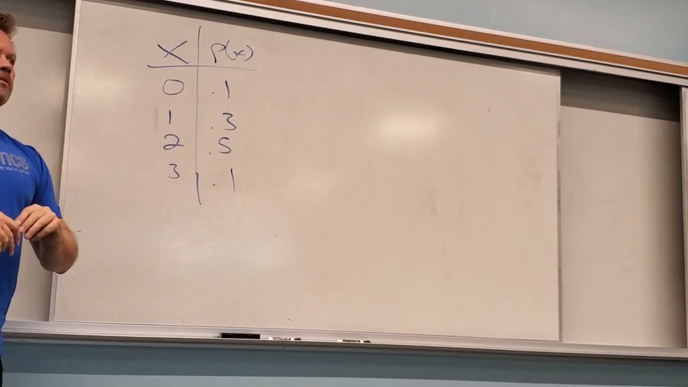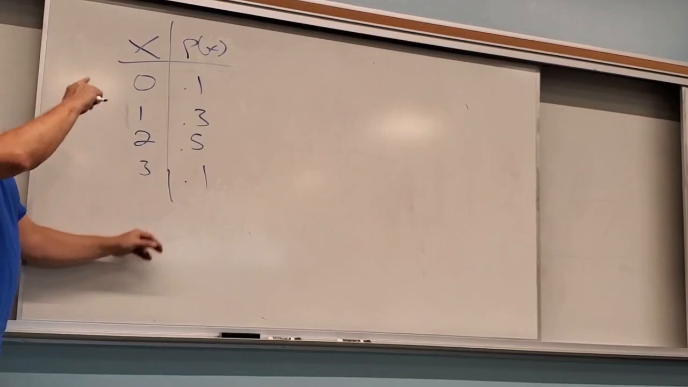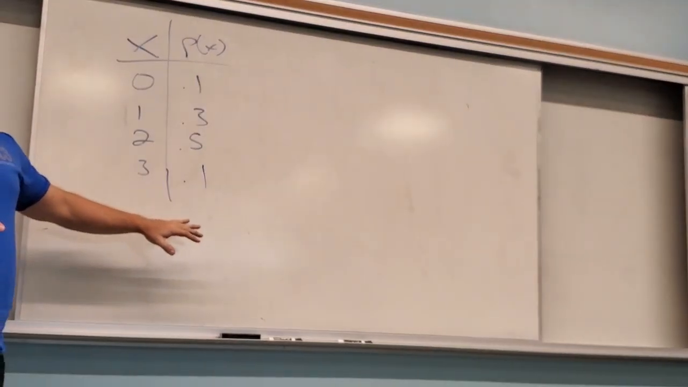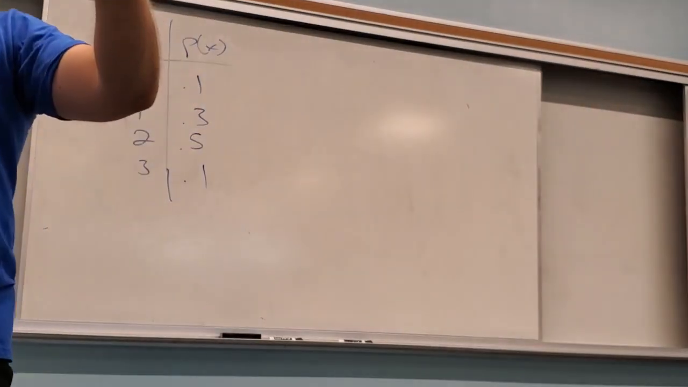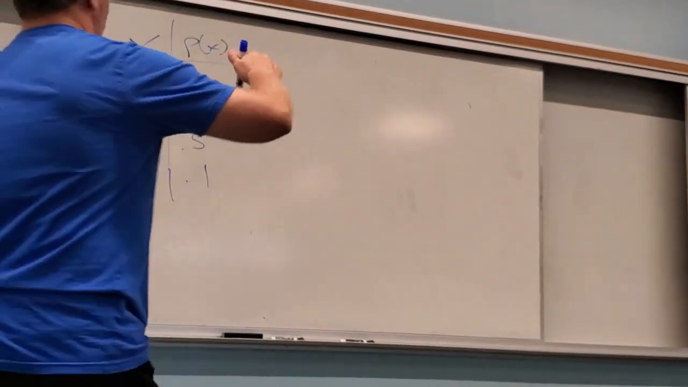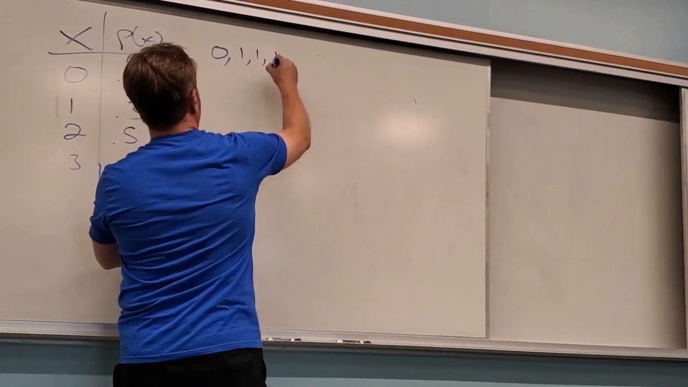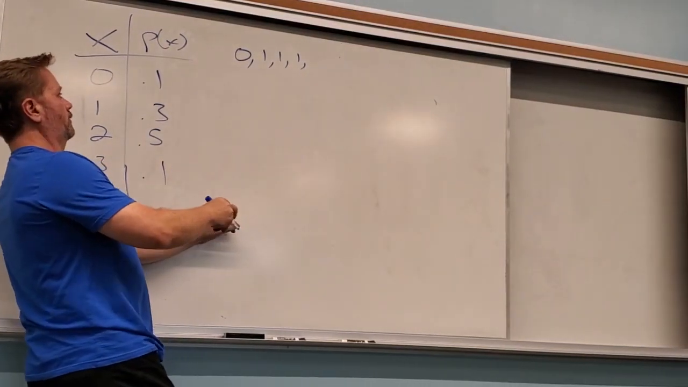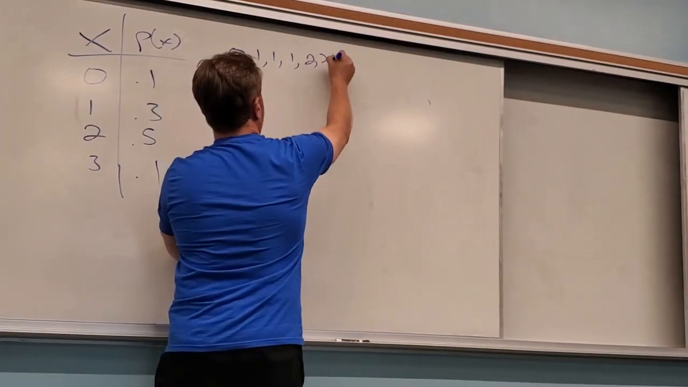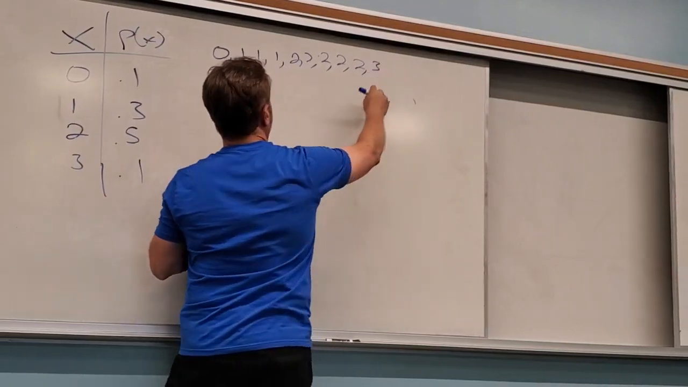Okay. Now, I can write a list that would represent this. What's 0.1 mean as a fraction? 1 out of 10. So if I wrote a list of data that looked like this: 0, 1, 1, 1. You guys with me? How many 2s? 5 out of 10, so 5 2s. And how many 3s? 1.